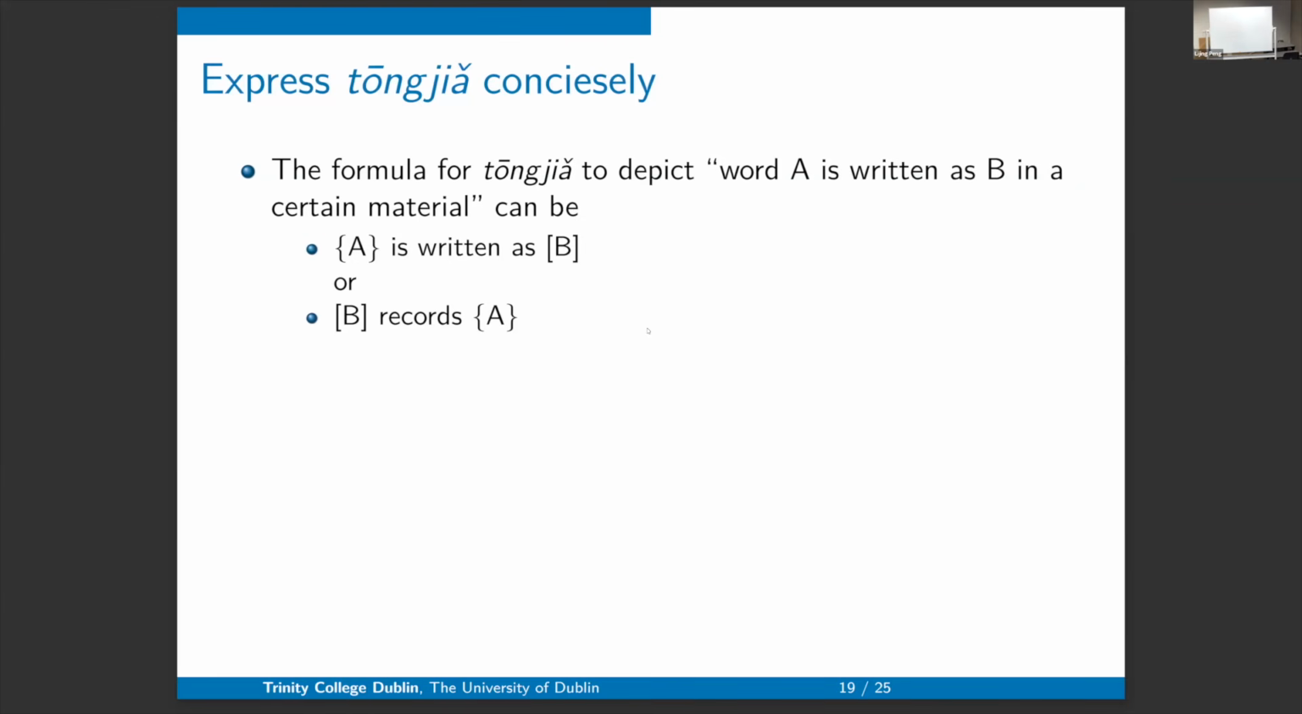We have covered this ground, but just to hammer it home, in terms of how we use this notation, we can say the morpheme A is written as B, or we can say the symbol B records the morpheme A, and that's how these curly brackets and square brackets can be useful. Like I said, this is Jinqi's suggestion, and I think it works very nicely, so you can use it if you don't see any reason not to.